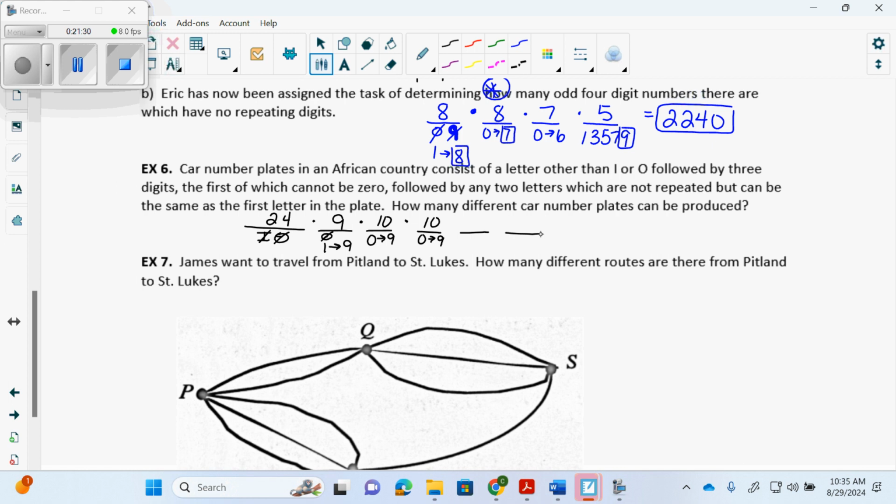Okay? So the options I have for the first one are A to Z, which is 26, hold Z, and I have A to Y, which is 25, because I box and hold when I can't repeat. 14,040,000.